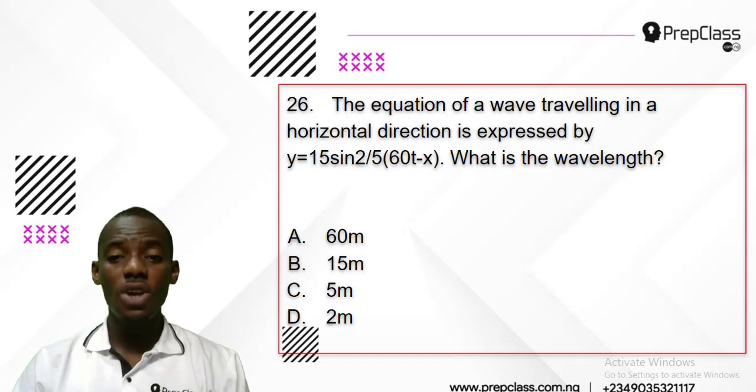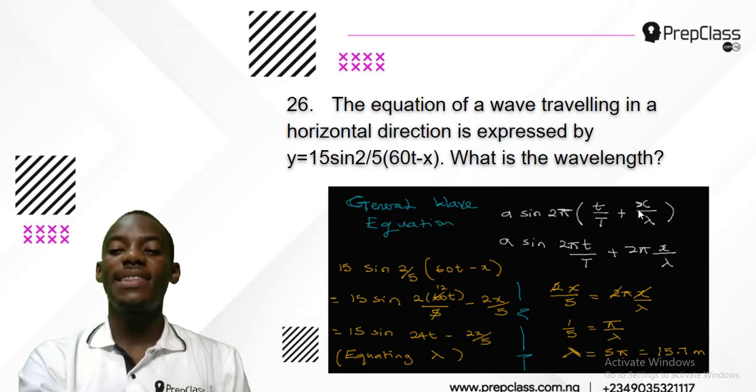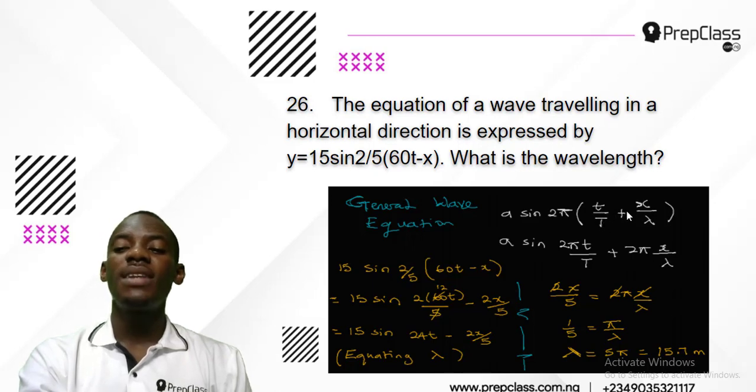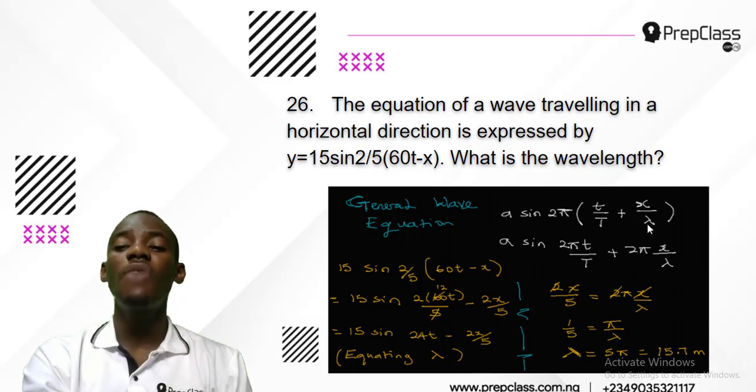Now for you to be able to answer this question, you must first of all present the wave equation, and this is the wave equation. The general equation of wave is: y equals A sine 2 pi bracket t over T plus x over lambda, where of course A is amplitude, t is time, but this T here is period. Then x is the horizontal displacement, then lambda is the wavelength. But this question is asking about wavelength. That means I'm looking for lambda.